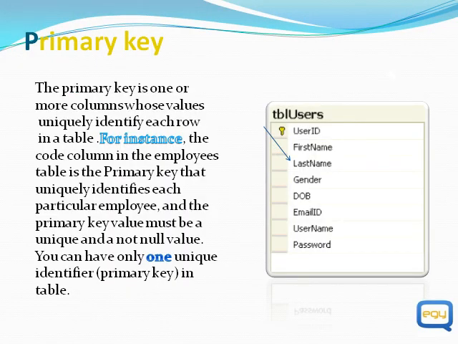Primary key. The primary key is one or more columns whose values uniquely identify each row in a table. For instance, the code column in the employees table is the primary key that uniquely identifies each particular employee, and the primary key value must be a unique and a not null value. You can have only one unique identifier, the primary key, in a table.